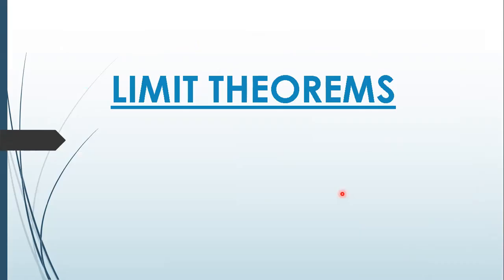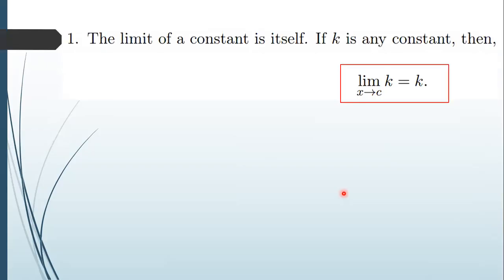Let's proceed to the next topic, which talks about the limit theorems. Yes, we also have theorems to consider in limits on how we evaluate limits. Starting with the first theorem. The first theorem states that the limit of a constant is itself. If k is any constant, then the limit of k as x approaches c is equal to k.